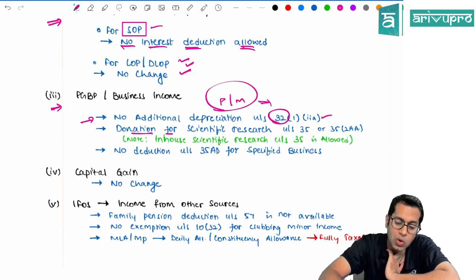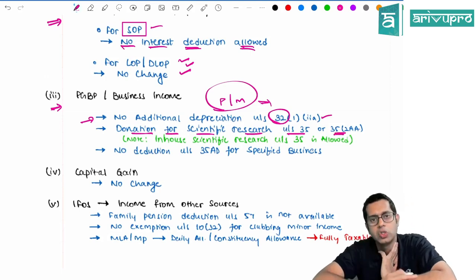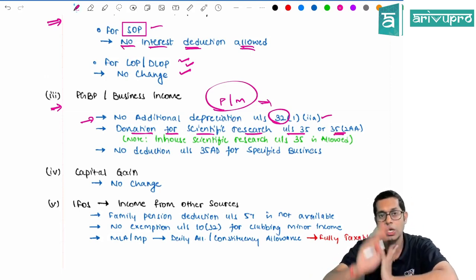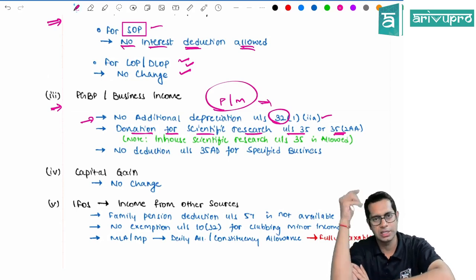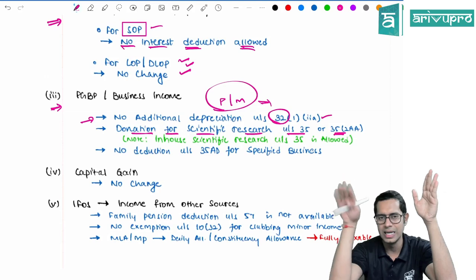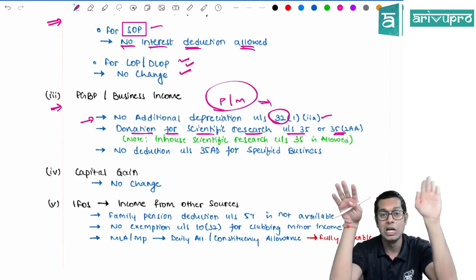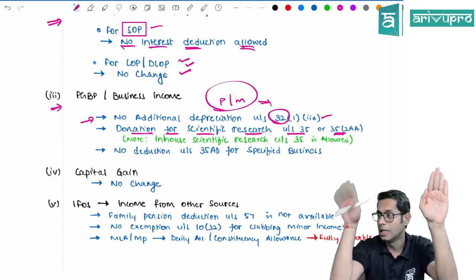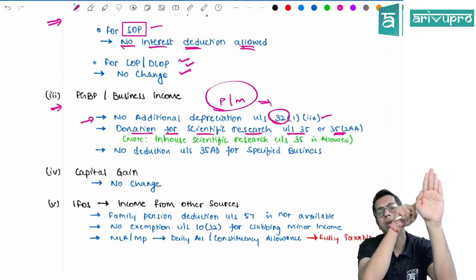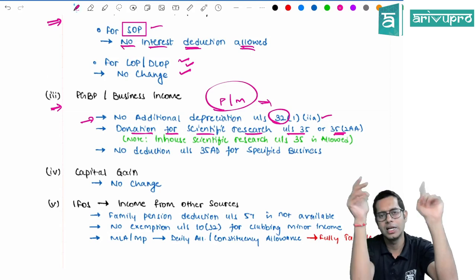And if you make any donation to scientific research under section 35 or 35(2)(a), that donation also will not be allowed as deduction. Now please note, section 35 talks about scientific research. There are 2 types of scientific research. One is in-house scientific research, one is donation to a research organization. The in-house will be allowed, but if you make any donation to a research organization, that deduction will not be given to you.